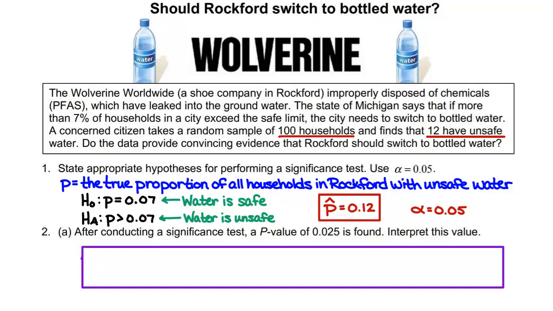All right, number 2, part A. After conducting a significance test, so they already went through and did the plan, do, conclude, they got a p-value of 0.025. So, sorry, they did the plan and the do. They've asked us to interpret what this means. If you found a p-value of 0.025, what would that mean?